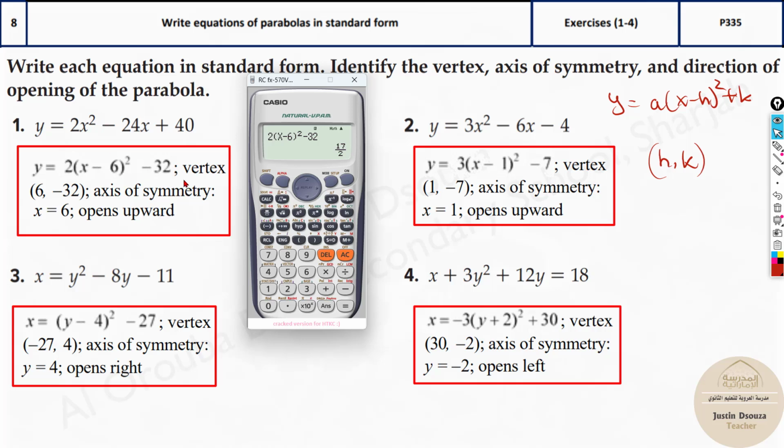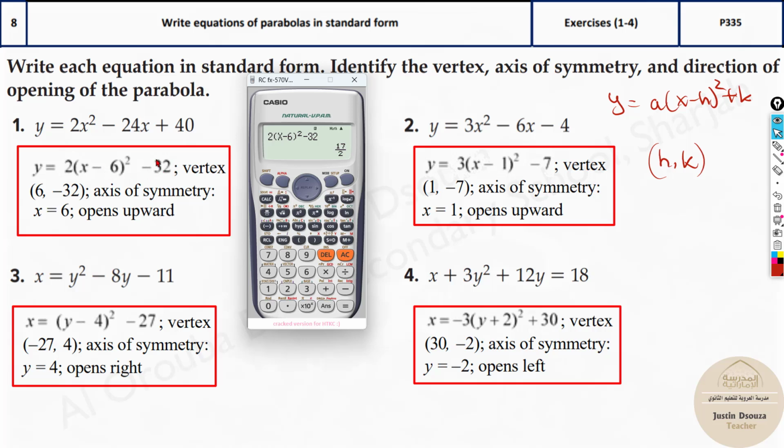Now one more thing. Your answer must match this equation. Can you see this? a(x minus h) the whole square plus k. You can see x must have no coefficient. The coefficient will be outside the bracket. So 2 into (x minus 6) the whole square minus 32.